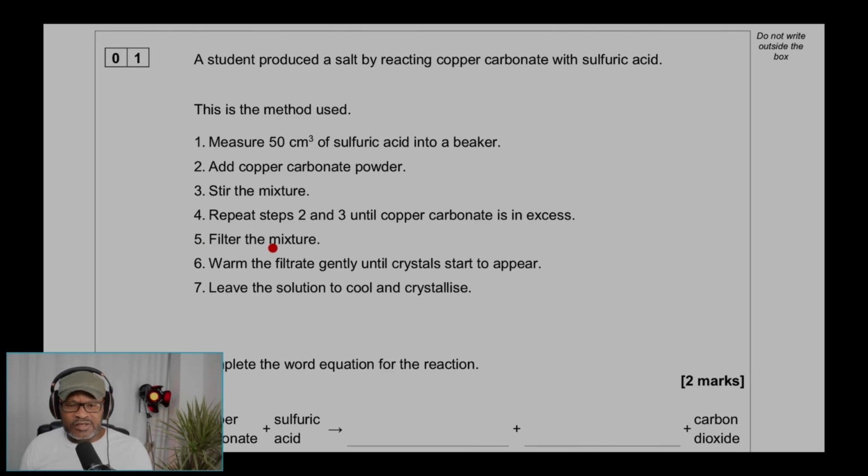5. Filter the mixture. 6. Warm the filtrate gently until crystals start to appear. 7. Leave the solution to cool and crystallize.